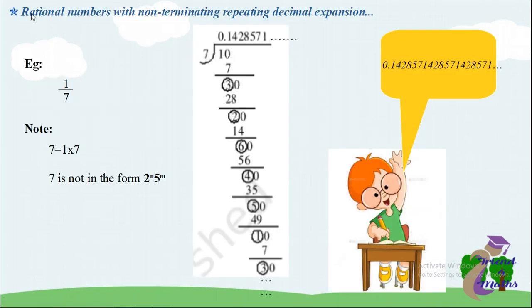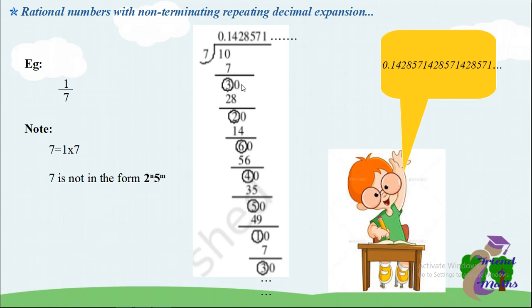Next we can go through rational numbers with non-terminating repeating decimal expansions. We have given an example here, 1 by 7. Now we are going to divide 1 by 7. We get 0, so we put a point and add a 0 here. 7 will go in 10 one time, and 1 into 7 equals 7.